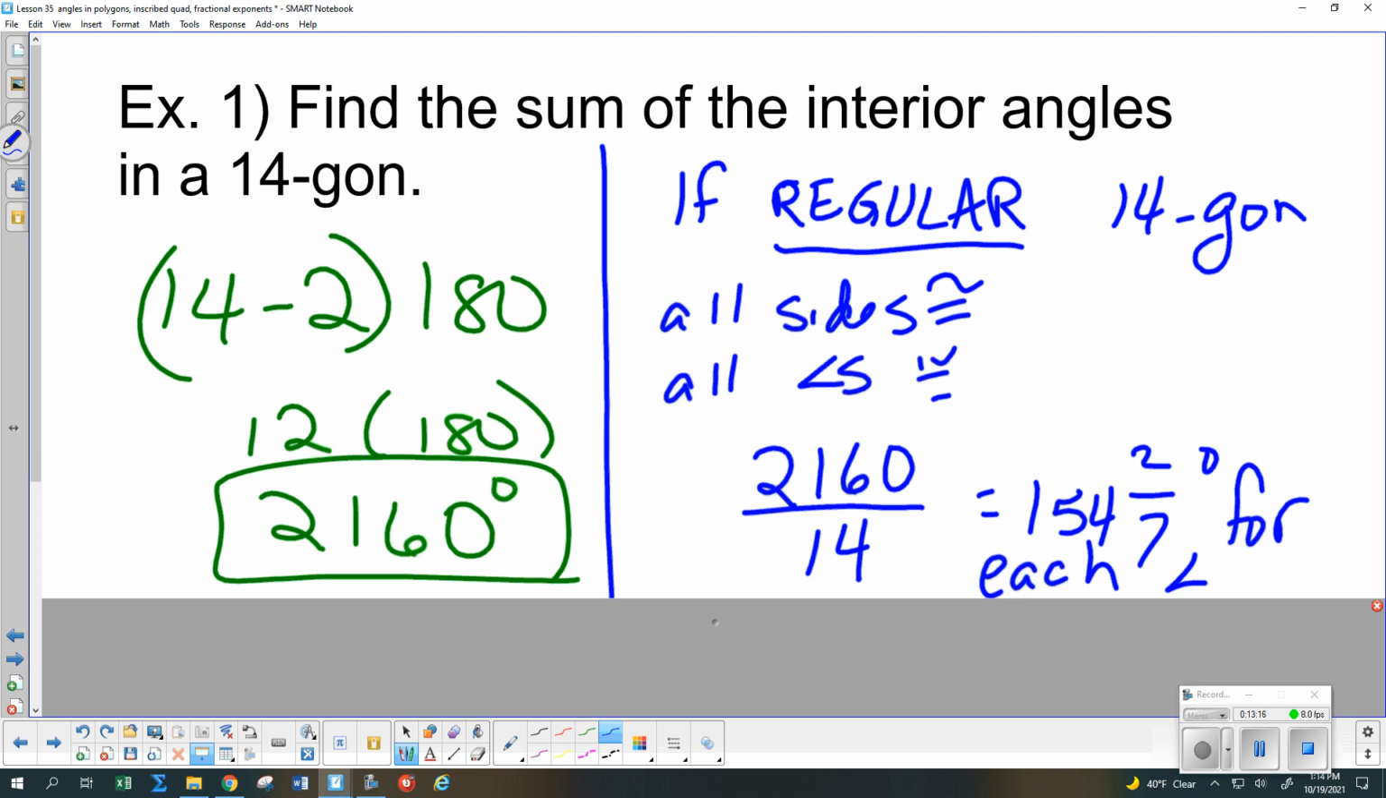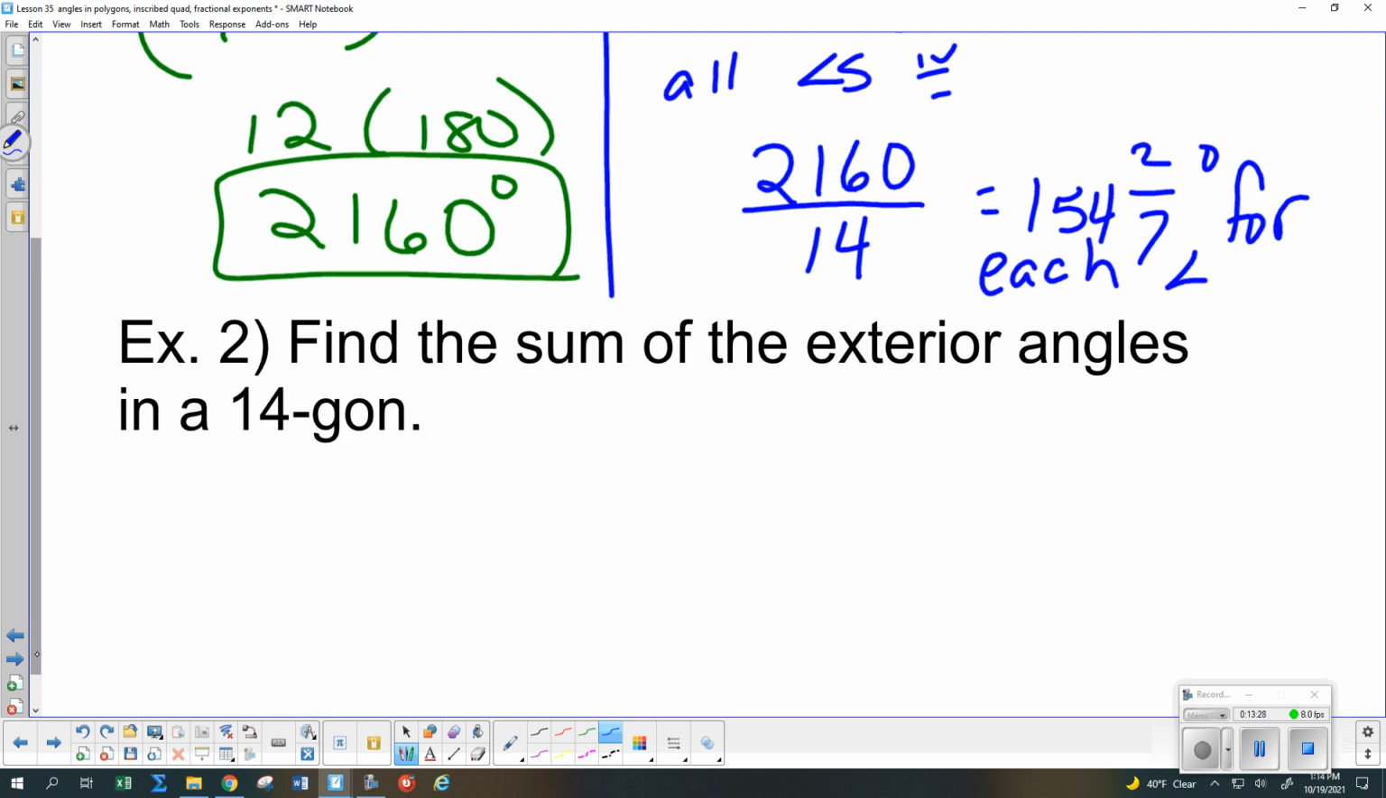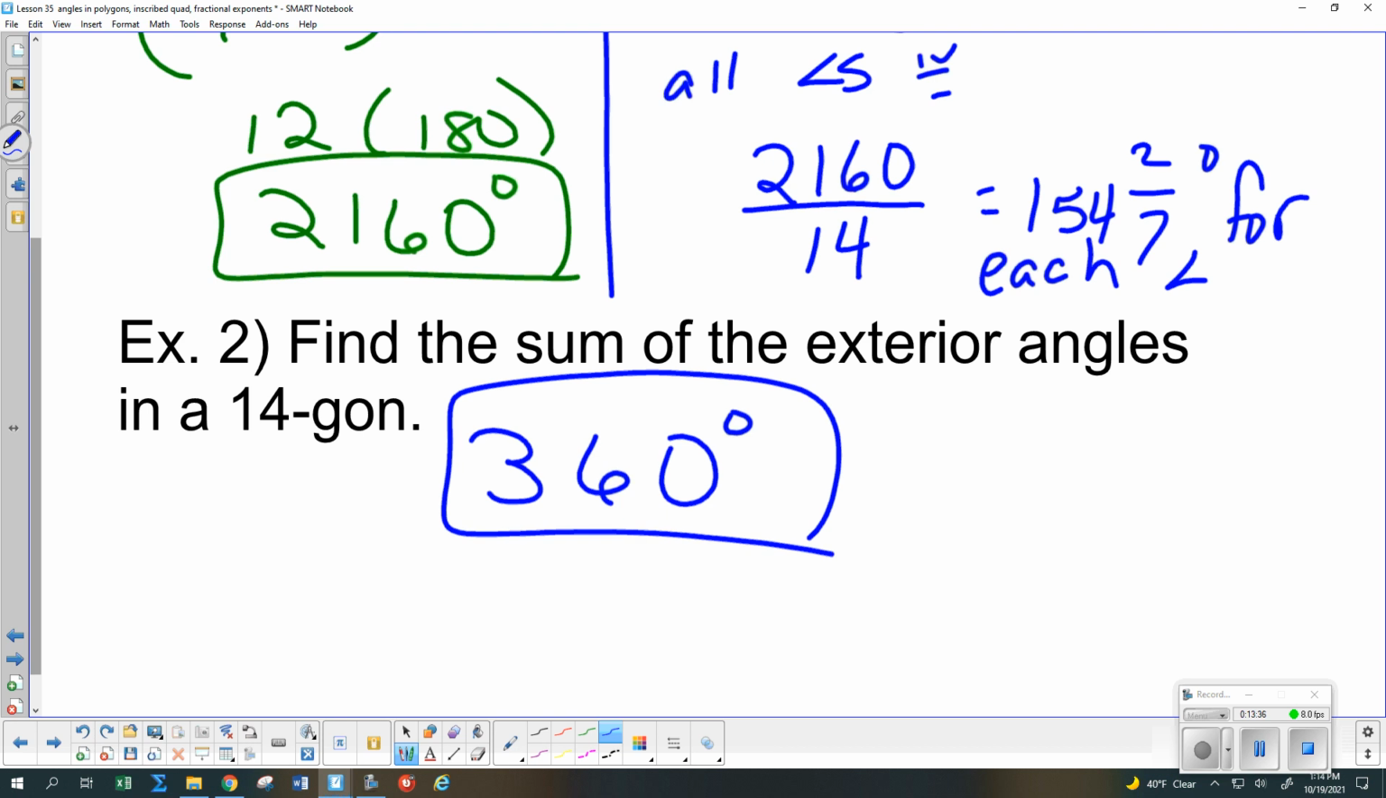To finish this example, you're going to have half a second to get ready to give me your answer. We've still got the 14-gon. What is the sum of the exterior angles? Everybody shout. 360. That didn't really sound like everybody, but questions for that?